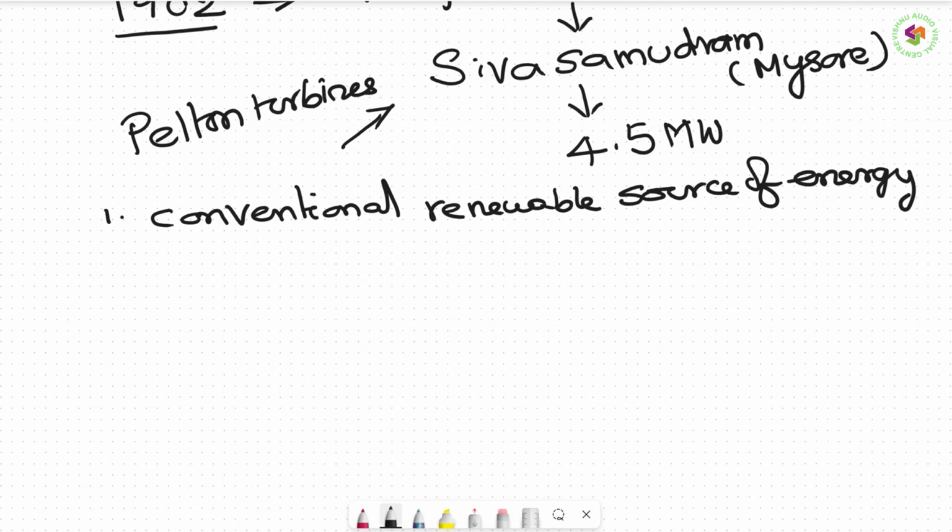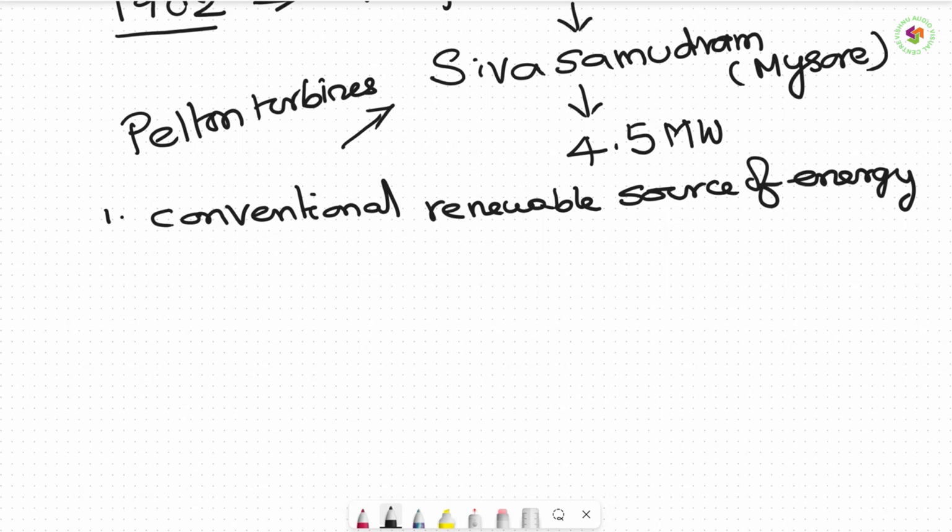What do you mean by conventional renewable source of energy? The source of energy which is used for producing power can be used for different purposes, and can be used for producing power any number of times. So there is no loss at all. The same water can be used any number of times to produce power again and again.